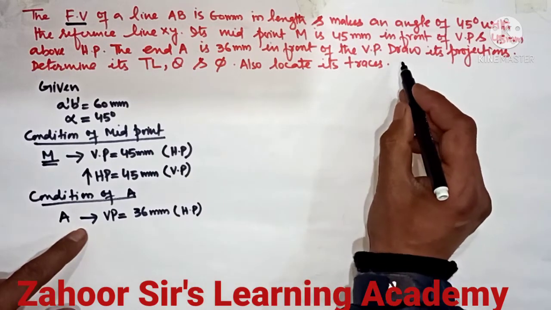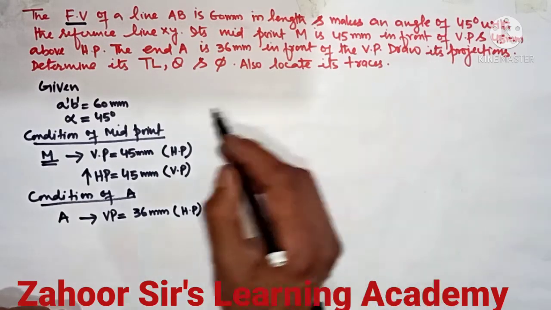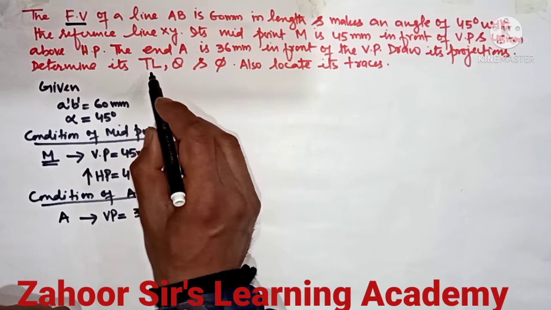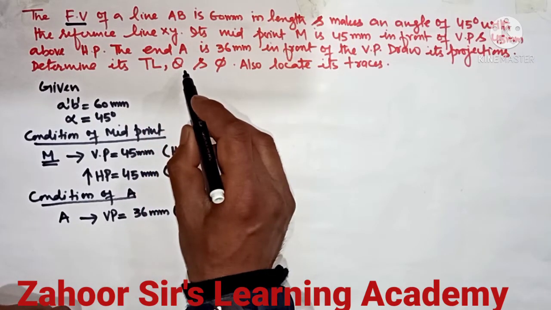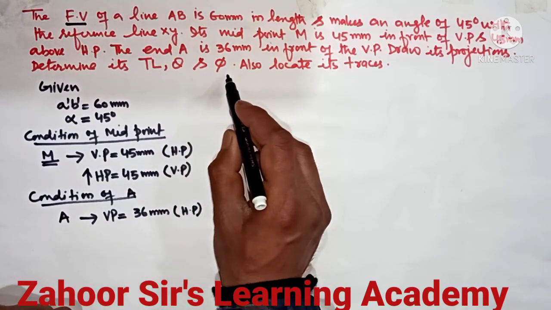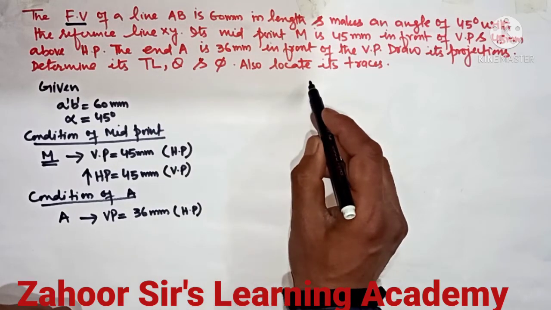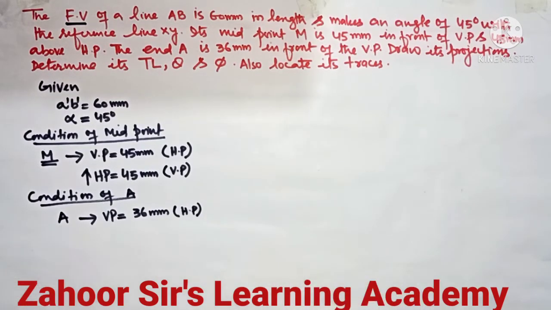And now draw its projections, and we have to determine the true length, theta of that true length, and the phi of that true length. And we have to also locate the traces. A very good question, and see how we can solve this question with the help of the given data.